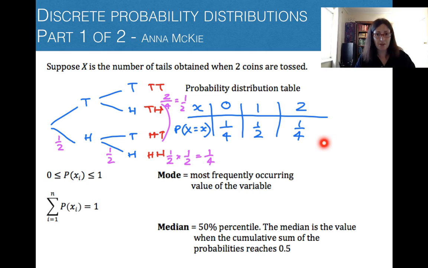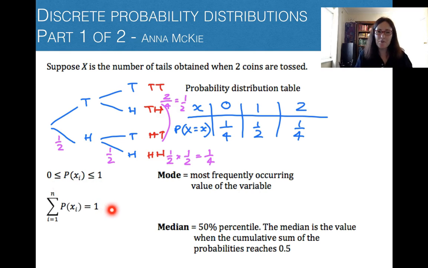Let's look at some of the properties of these tables. Here's the official formula down here. So 2 things that make these types of scenarios true are that the probability of any one element in that table has to be between 0 and 1, because probabilities can't be greater than 1. The chance of getting 2 tails can't be 110%, for example, and likewise you can't have a negative chance of getting something. So that's what that means.